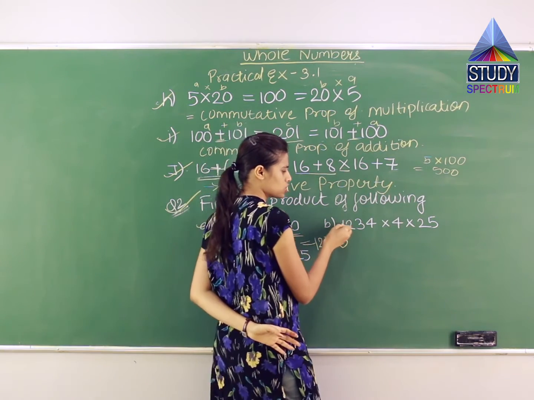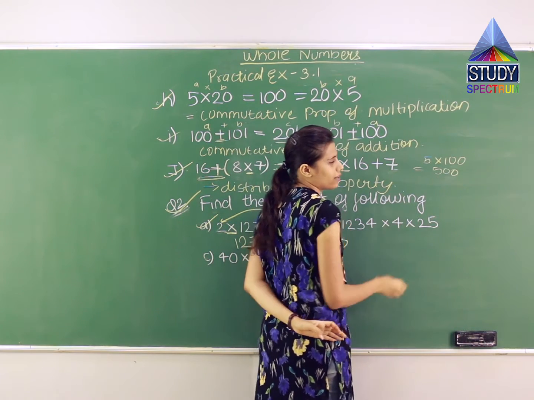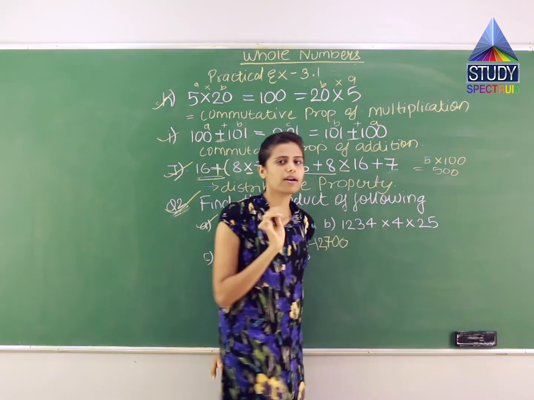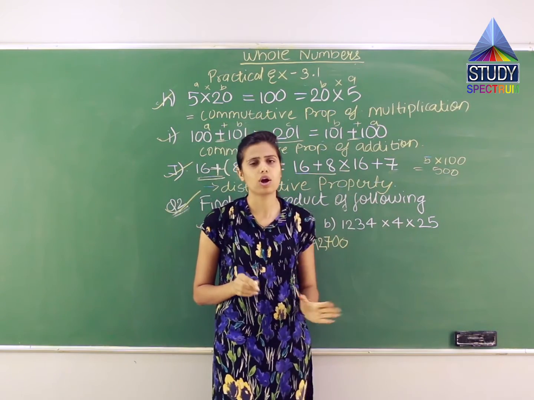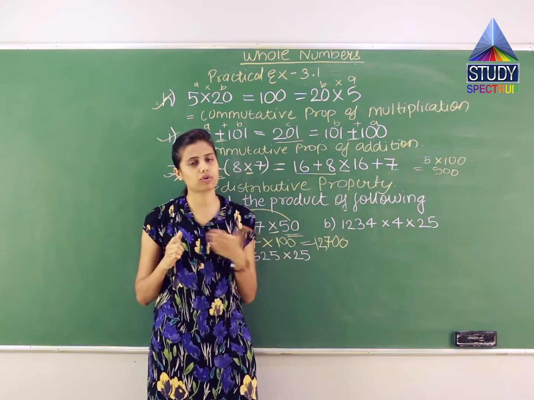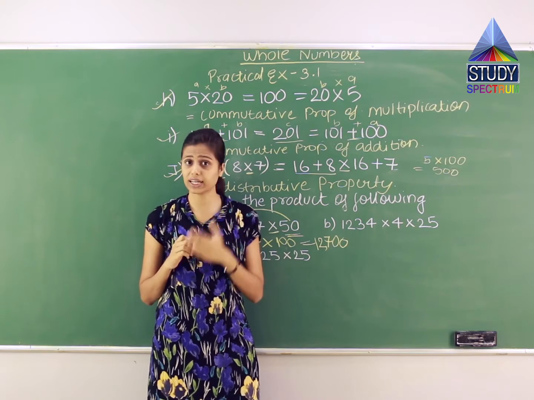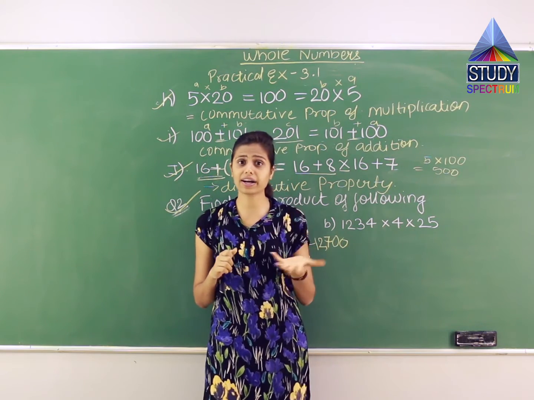Now let us understand how to write the multiplication of these numbers. I have three numbers: 1, 2, 3, 4 multiplied by 4 multiplied by 25. So इसको मेरे को hundreds में convert करना है. How can I convert these numbers into 100? 25 का table we all know, right? It is easy. 25 ones are 25, 25 twos are 50, 25 threes are 75, 25 fours are 100.